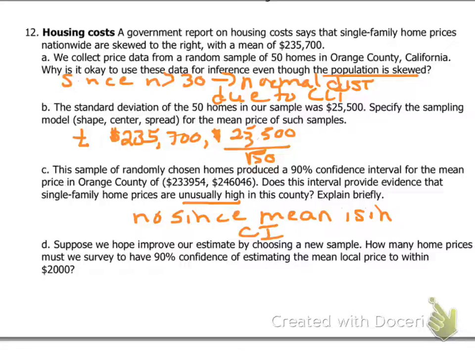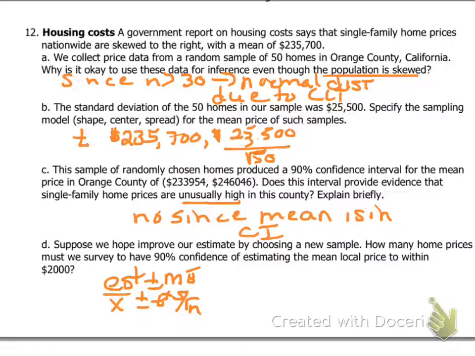Suppose we improve our estimate by choosing a new sample. How many home prices must we survey to have 90% confidence? Okay, so we need to solve for n. You need to remember that the formula for confidence intervals is estimate plus or minus the margin of error. And it's also the mean plus or minus t star times the standard deviation of the sample divided by the square root of n.